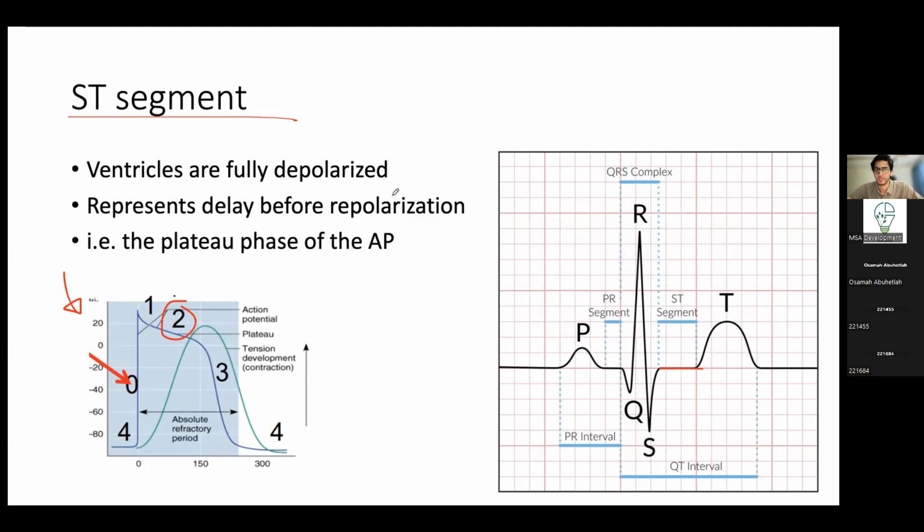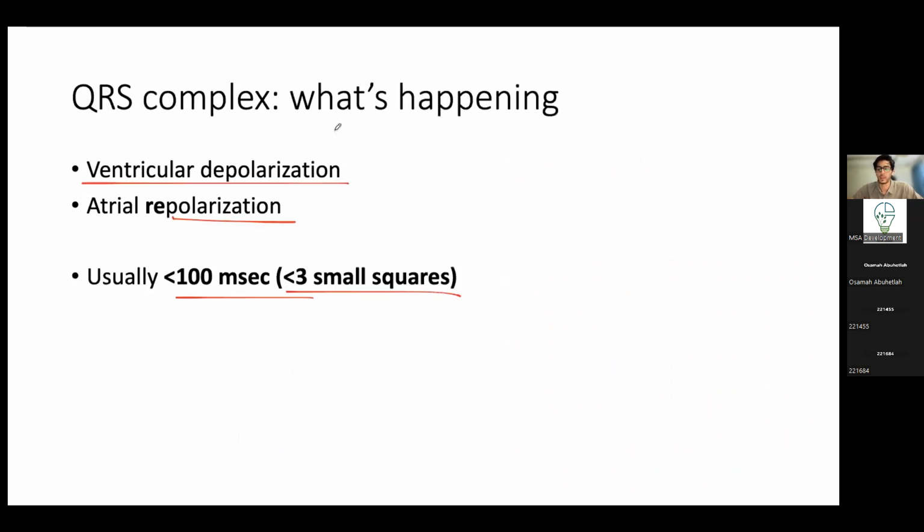What do you think? Siham Kutub, what do you think, let's go back a little bit. What do you think is going to be the deflection if we could see the atrial repolarization on the ECG in lead 2?